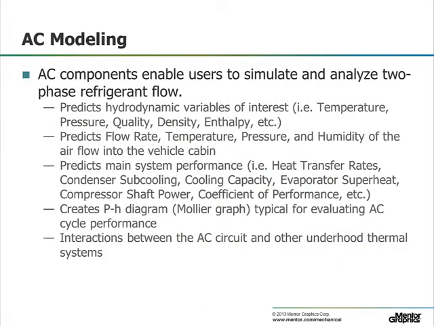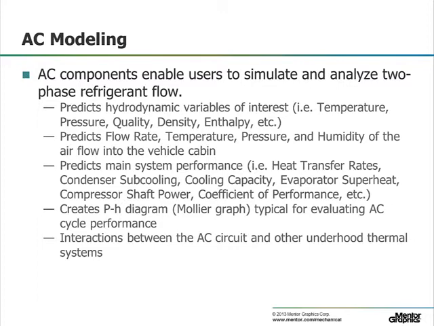In this webinar, we want to explore the interaction between that cooling loop and an AC circuit. AC components are different from other Flowmaster components in that they contain additional algorithms to solve for the complexity of two-phase refrigerant flow. AC components can predict hydrodynamic variables of interest at any point in the system, such as temperature, pressure, flow rate, and density, which are common to all components, but can also predict quality and enthalpy, important to two-phase refrigerant behavior. The AC model can also be used to predict flow rates, temperatures, pressure, and humidity of the airflow into the vehicle cabin.